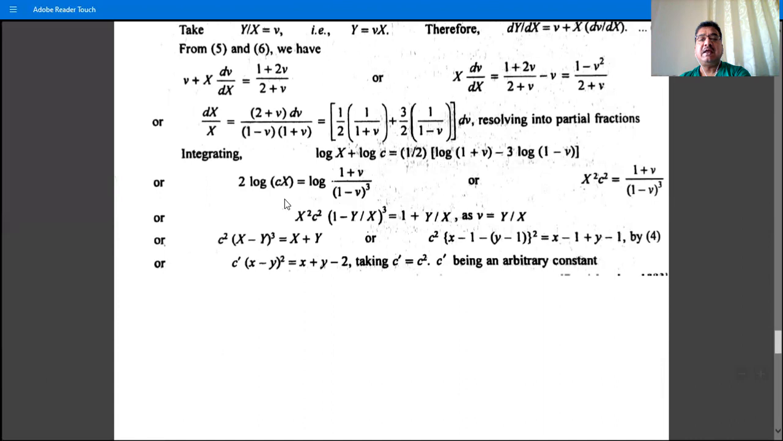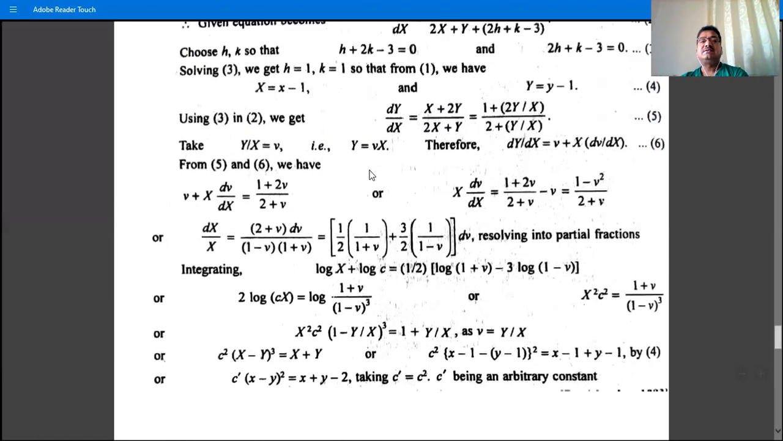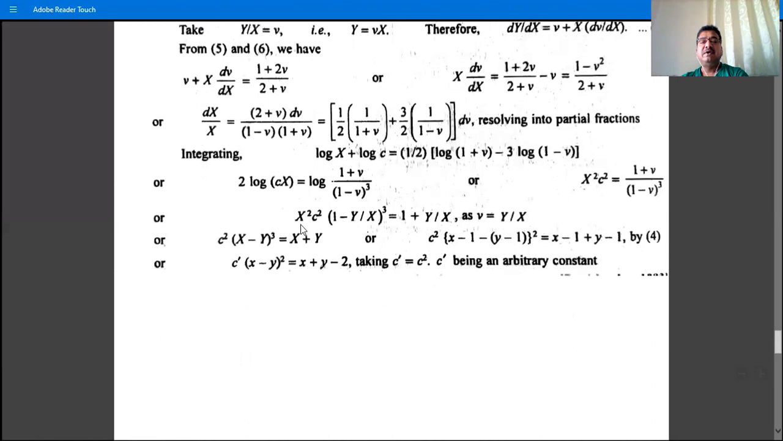So we have c square x square is equal to, log get cancelled, 1 plus v divided by 1 minus v bracket cube, and then substitute this v as y by x, capital Y by x. So we have x square c square into this 1 minus v cube, means 1 minus y by x bracket cube. Substitute this v as y by x, 1 plus v means 1 plus y by x, after cancelling log of both sides.